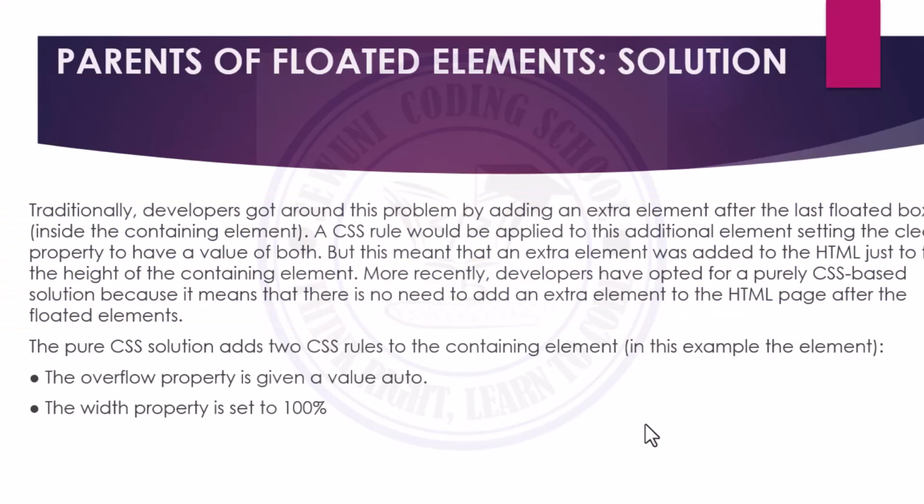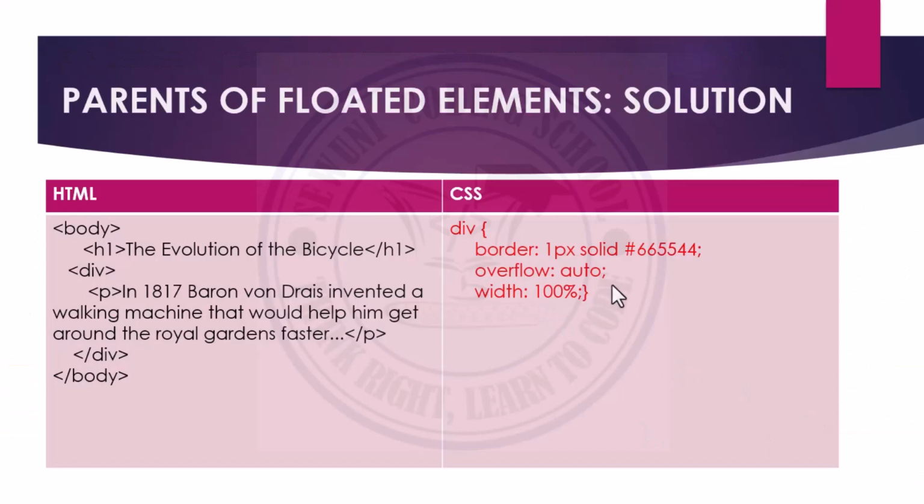So there's no need to do the addition of extra elements, increasing the height of the containing element and what have you. So a pure CSS solution has two CSS rules for the containing element. One, the overflow property is given a value of auto, and then the width property is set to 100. Now overflow is auto, and the width is 100. Let me show you this example to explain all what I've spoken about.